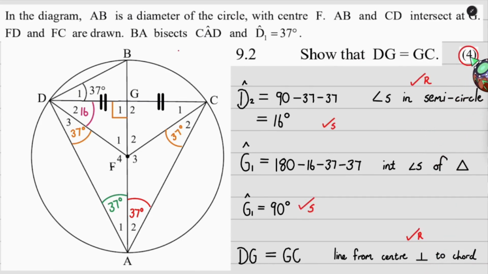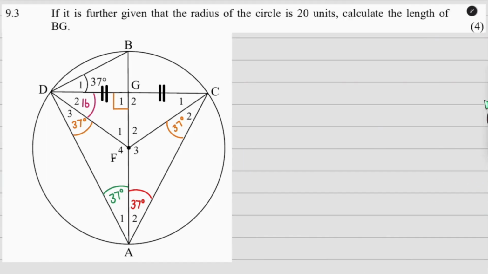And then quickly having a look where your 4 marks come from. Reason over here, the statement for D2, the statement for G1, as well as the reason for your conclusion. And the last question here gives us the radius to be 20 units, and with that we need to calculate the length of BG.